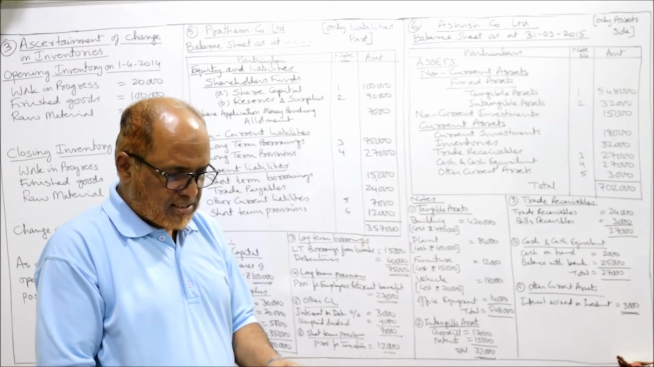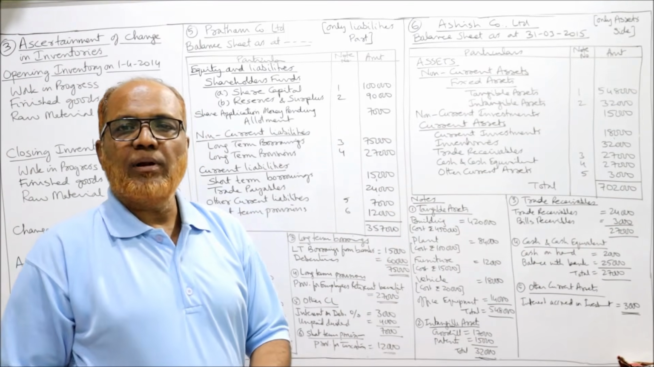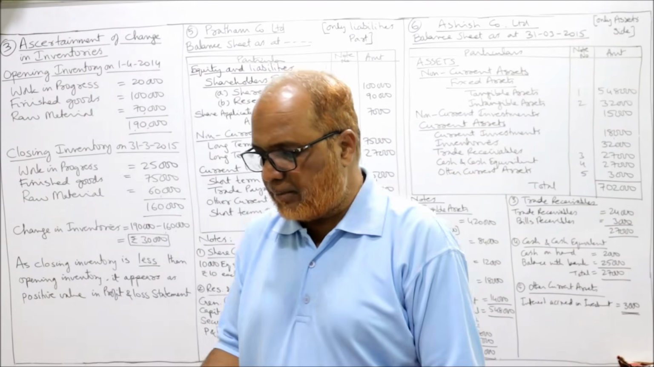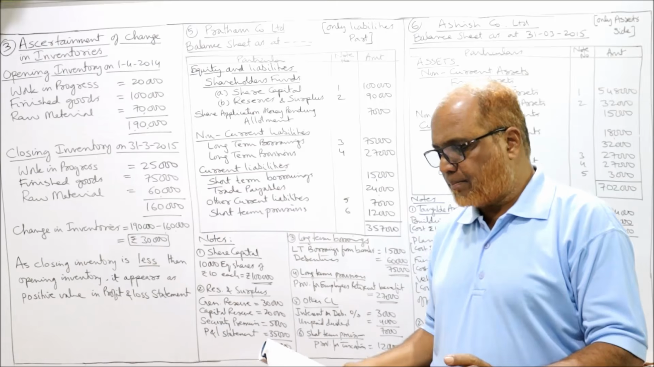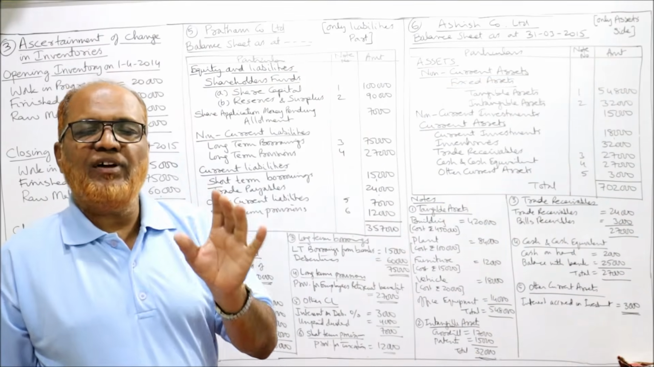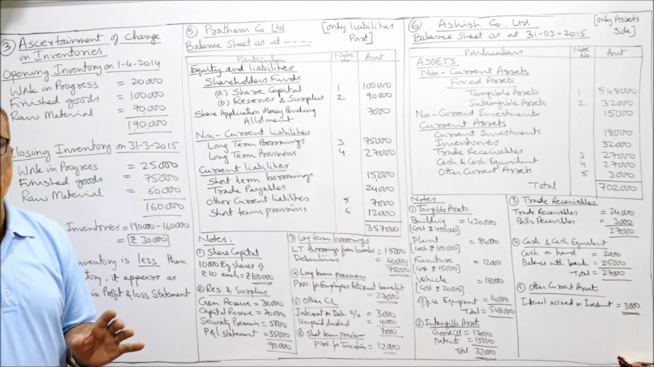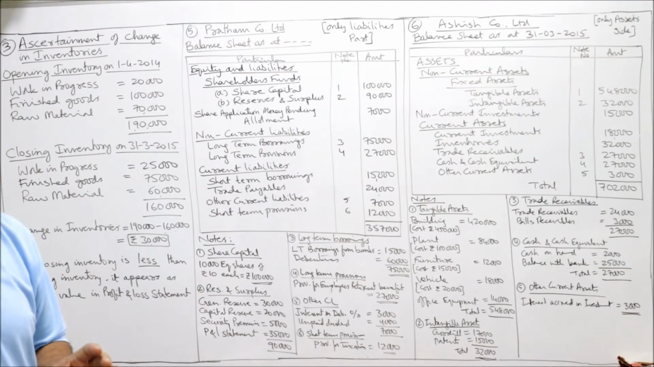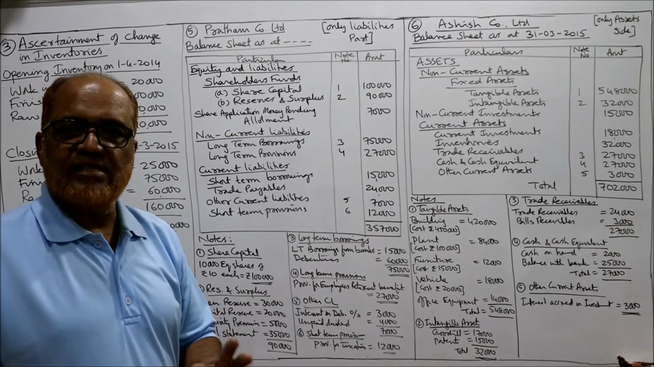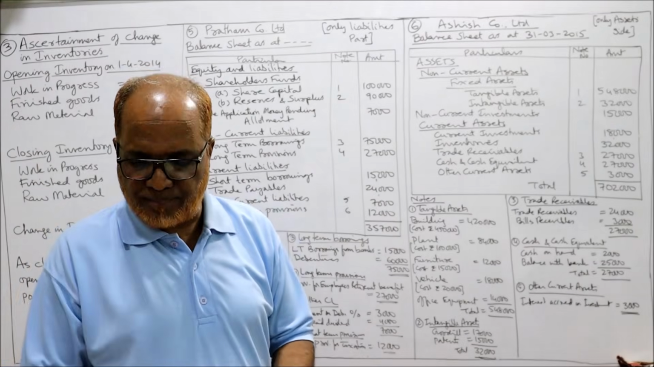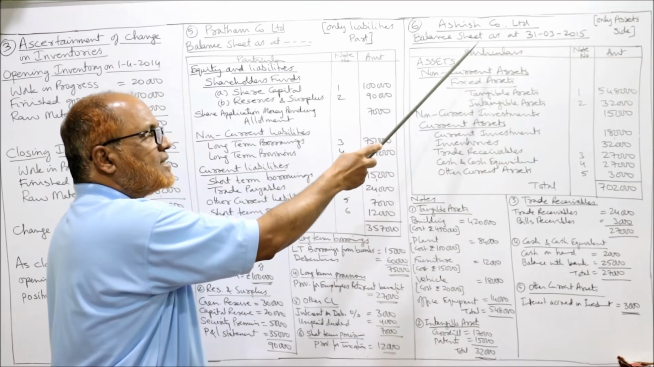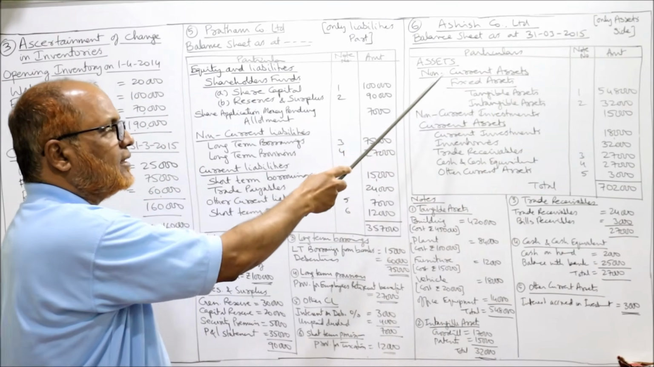Next, sixth problem. Problem number 6. From the following information pertaining to Ashish Company Limited, prepare assets part of the balance sheet as of 31st March. In the previous problem, we prepared the liability side of the balance sheet. Now we have to make only the asset side of the balance sheet. So first we decide which item will come under which head. You can see here, Ashish Company Limited balance sheet as at 31st March 2015, only asset side.